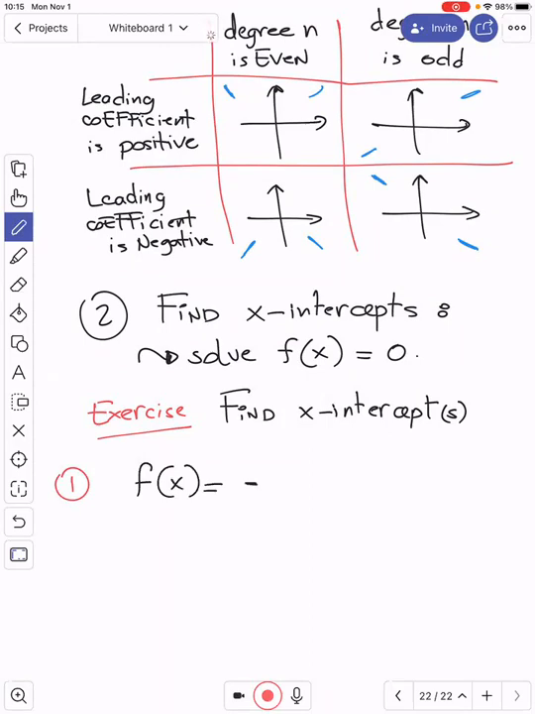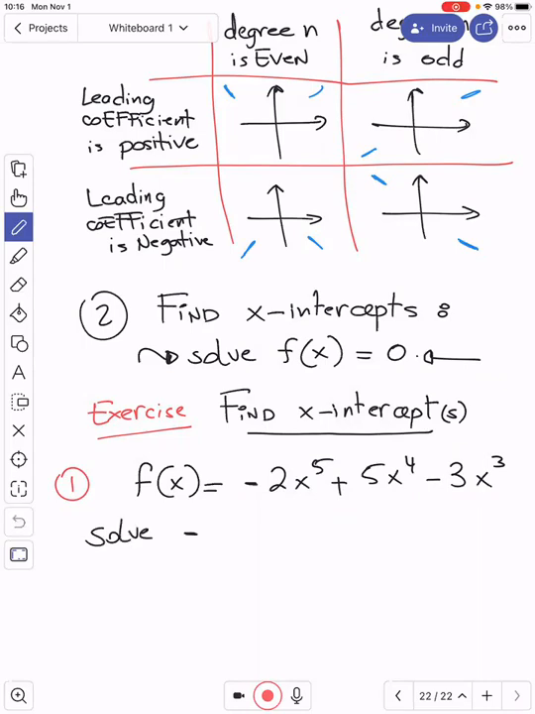I think it was minus 2x to the fifth plus 5x to the fourth, and then minus 3x cubed. Okay, that's like the first function, I think. Anyway, so again, we need to find the x-intercept, right? So then we said, well, we need to solve f of x equal to 0. So we need to solve minus 2x to the fifth plus 5x to the fourth minus 3x cubed, right, equal to 0. So we need to solve for x, of course.